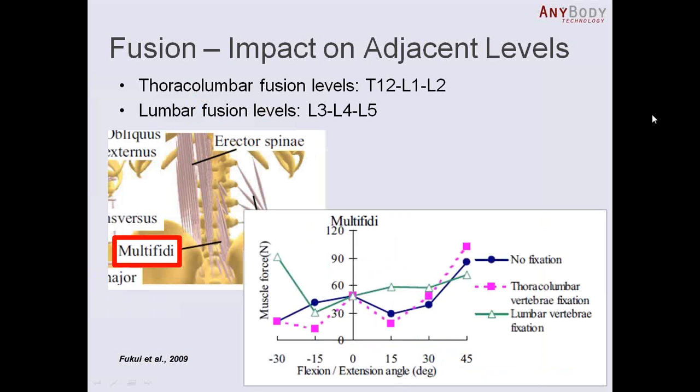Fukui and co-authors also looked at muscle loads during trunk flexion, and with a two-level fusion in either the thoracolumbar zone or the lower lumbar region, they found that the multifidi muscle forces were increased, particularly in the case with the lumbar fusion, as indicated by the green curve on the graph at the lower right of this slide.